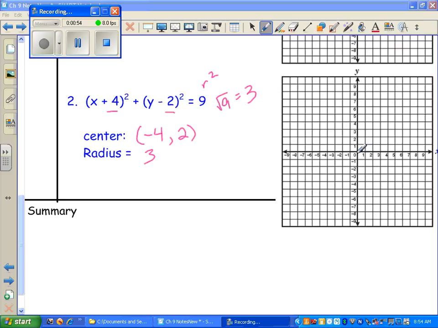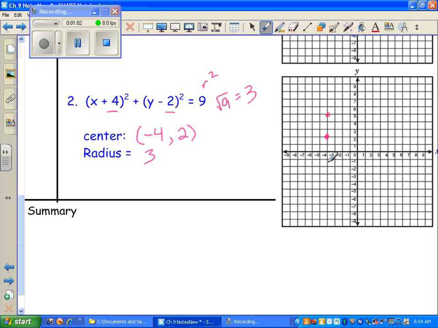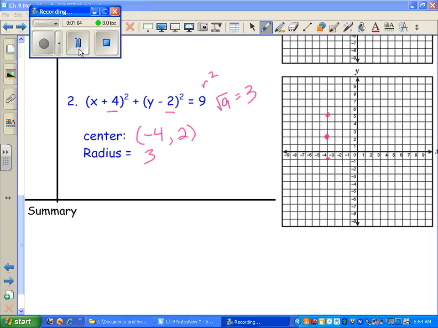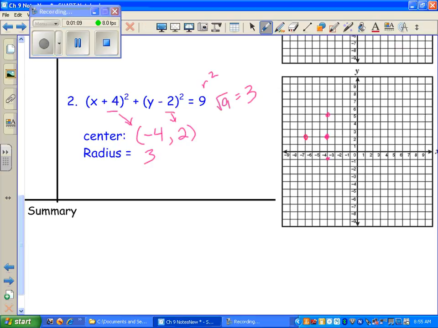So we're going to plot the center, which is at (-4, 2). And we're going to go up 3, down 3, left 3, and right 3. And make a circle, not a diamond. See, when I'm really freehanding, it's not that great. There we go. So make a circle. I know you don't have magic shaped pens like me, but make a nice circle. And that's it for that problem.